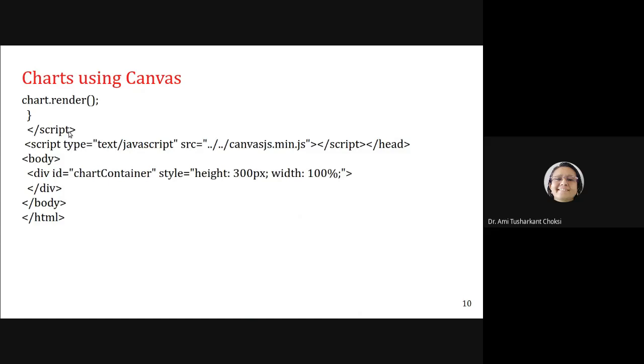Then what do we want to have? That is script type text/javascript, source is equal to canvasjs.min.js, that is for creating the chart using canvas. Whichever JavaScript we are using, we put it in the same directory, or otherwise we have to specify the proper path. Fine. And close script and head, body is starting, div id is chart container.